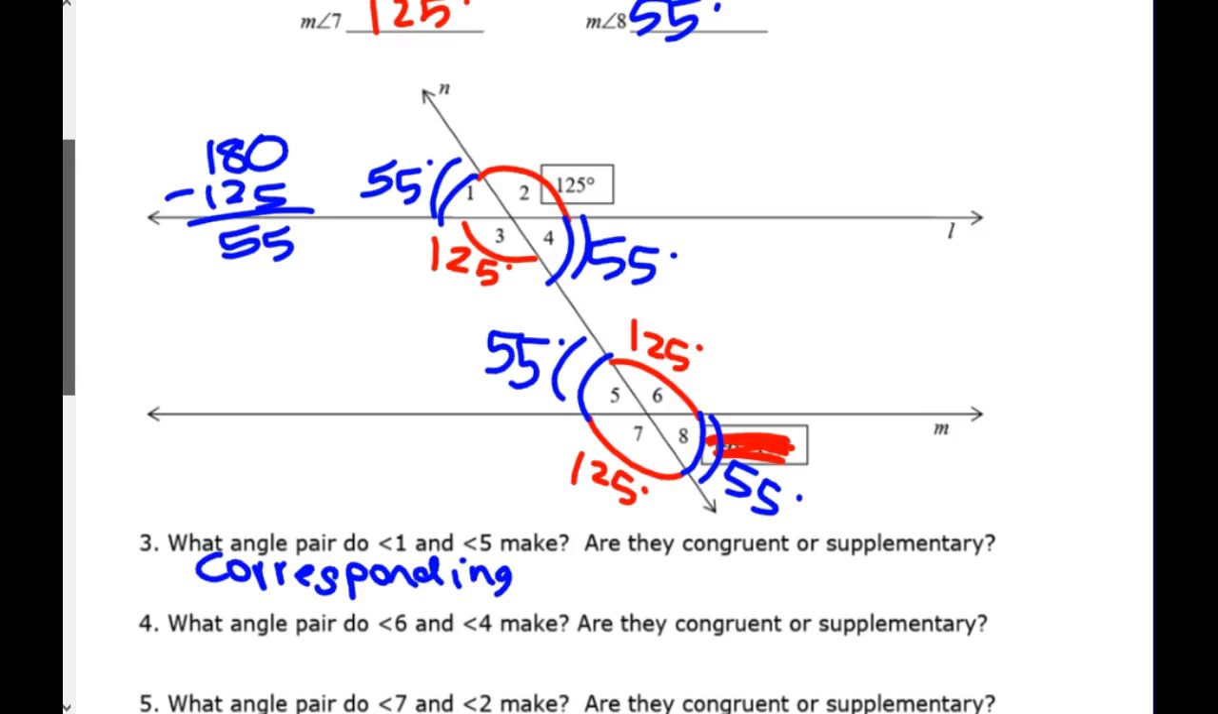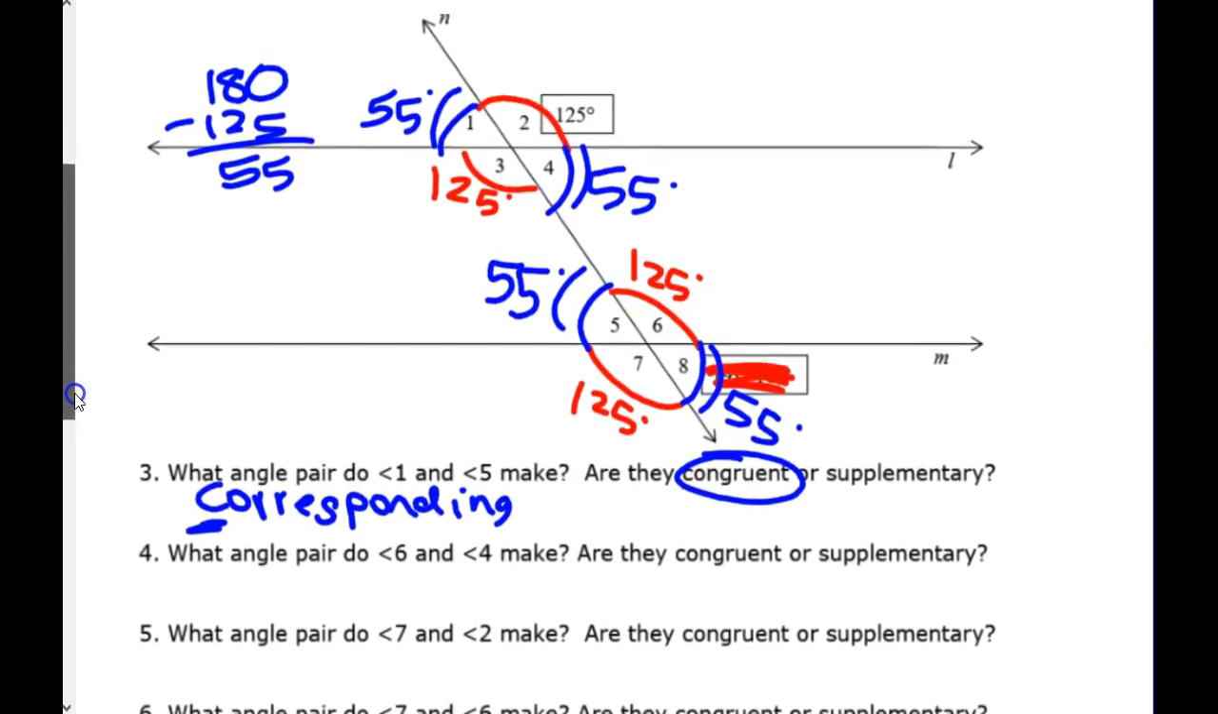Corresponding is in the same location. So check it out. 1 is in the top left, right? 5 is in the top left, right? Same position, different intersection. Okay, so 1's out, 5's in, and it's on the same side of the transversal. Okay? Now, we said there's the rule. C is C. Corresponding is congruent. And you can tell, because this one's 55, this one's 55. Same thing, right? Same measurement.